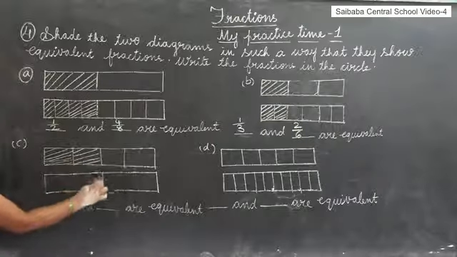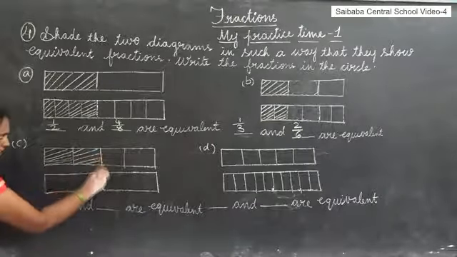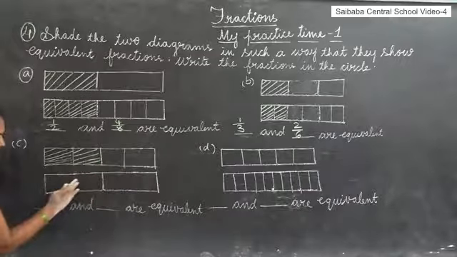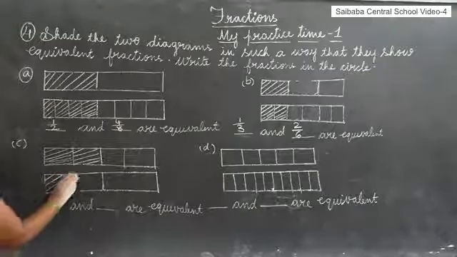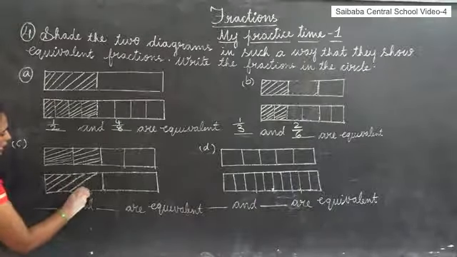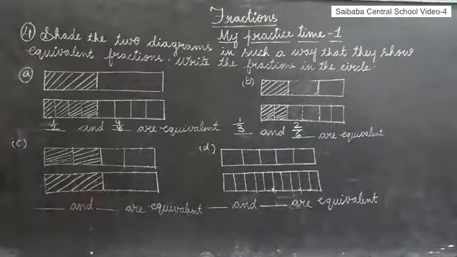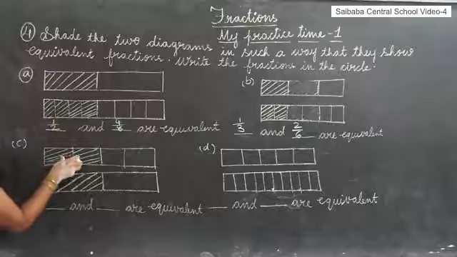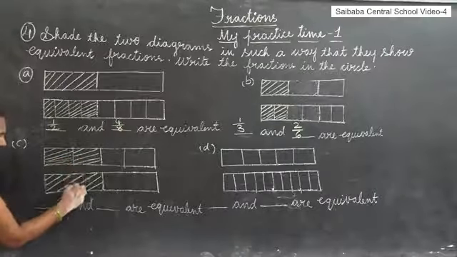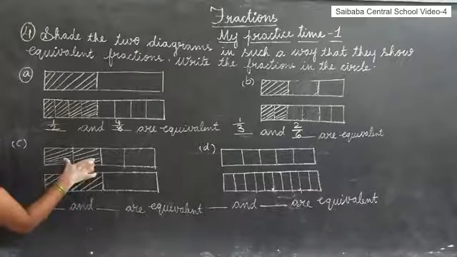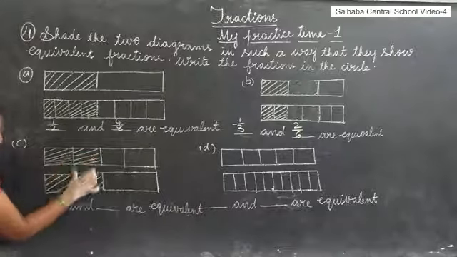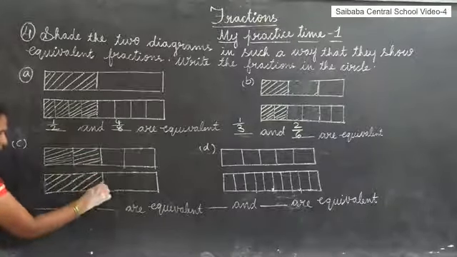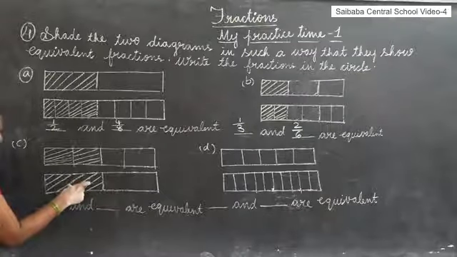Then, how many do we have to shade in this whole? Observe this line. Before this line, how many parts are there? There is only one part. So, how many parts do we have to shade here? Good. Only one part. If we shade one part in the other whole, we can't show the equivalent fraction. So we shade two parts there, and before this line there is only one part, so here we shade only one part.